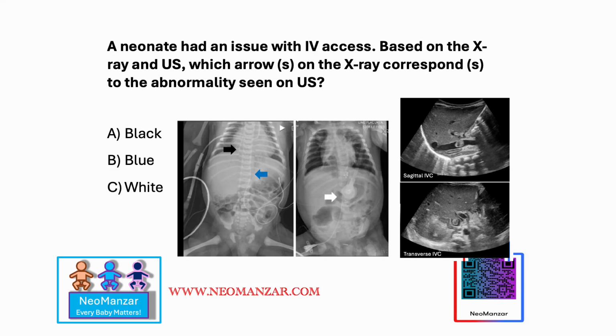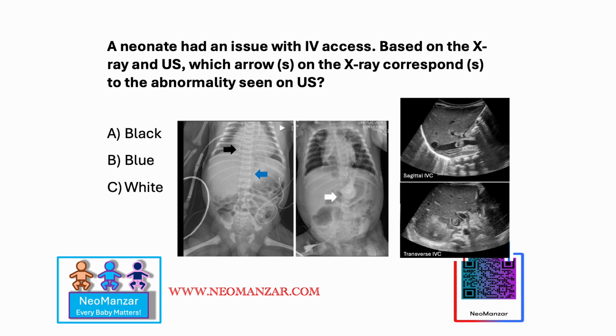Hello everyone, let's try to solve this question together. So here we have a neonate who had an issue with intravascular access. Based on the X-ray and ultrasound, which arrow or arrows on the X-ray correspond to the abnormality seen on the ultrasound? So what do you guys think?